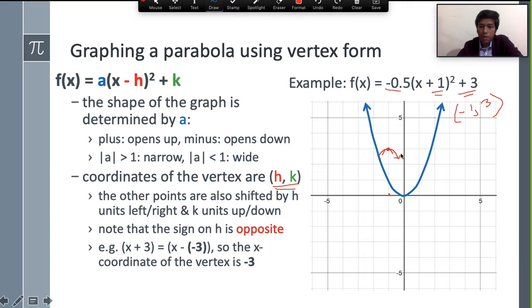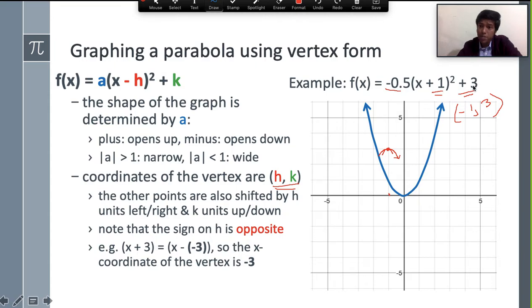In other words, if you see some number outside, as you can see here, this is plus 3, so for this plus 3 the graph will go 3 units up. And for this one, if it is x plus 1, then the graph will go in the negative direction 1 unit. If it is minus 1, then the graph will go in the positive direction 1 unit.